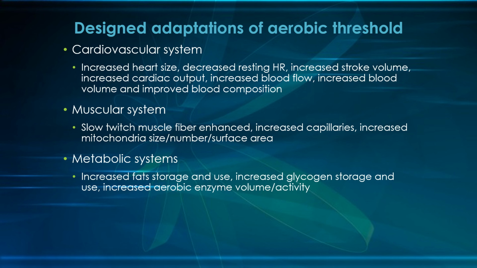And the metabolic system is going to be enhanced. This is increased fat storage and use. So we talked about the aerobic threshold run. Their body is going to be using fat as well as carbohydrates. And the first two on here, increased fat storage and use as well as increased glycogen storage and use.